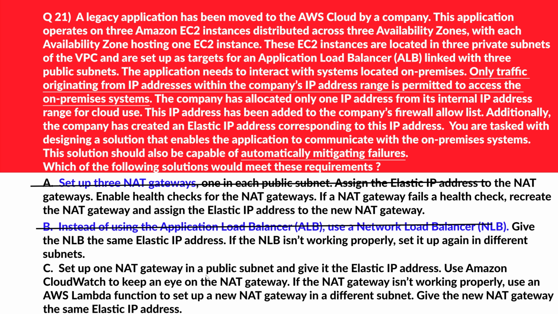C says set up 1 NAT gateway in a public subnet and give it the elastic IP address. Looks good. Use Amazon CloudWatch to keep an eye on the NAT gateway. If the NAT gateway isn't working properly, use an AWS Lambda function to set up a NAT gateway in a different subnet. Give the NAT gateway the same elastic IP address. A single NAT gateway can handle the traffic for all 3 applications. If the NAT gateway becomes unhealthy, a Lambda function can automatically create a new one in a different subnet, ensuring high availability.